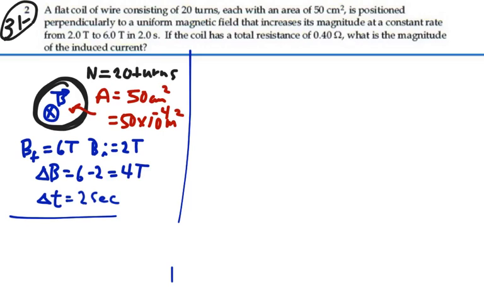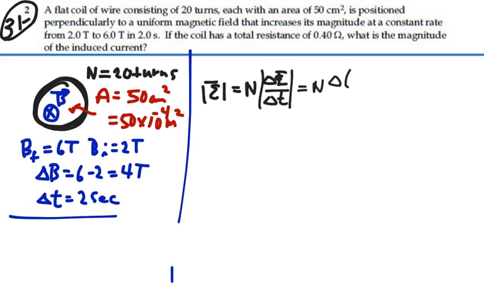Well, we know from Faraday's law that the magnitude of the average EMF is going to equal the number of turns times the change in flux over the change in time. And the flux would be field times the area cosine, in this case 0 degrees. So this is going to be number of turns times the change in field times area over the change in time, but the area is constant. So this is going to be number of turns times the area, change in field per change in time.